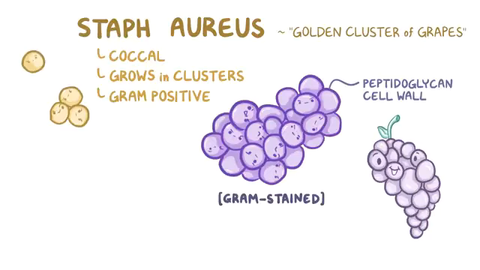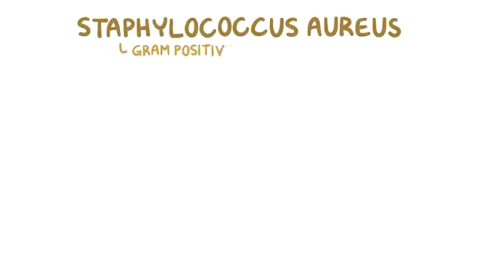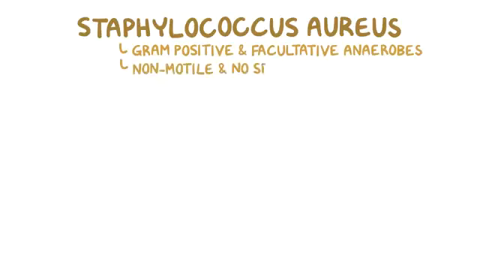As for its golden color, when it's grown on blood agar plates, the colonies have a distinctive golden yellow color. Staphylococcus aureus are gram-positive and facultative anaerobes, meaning that they can survive in aerobic and anaerobic environments. They're non-motile and don't form spores.